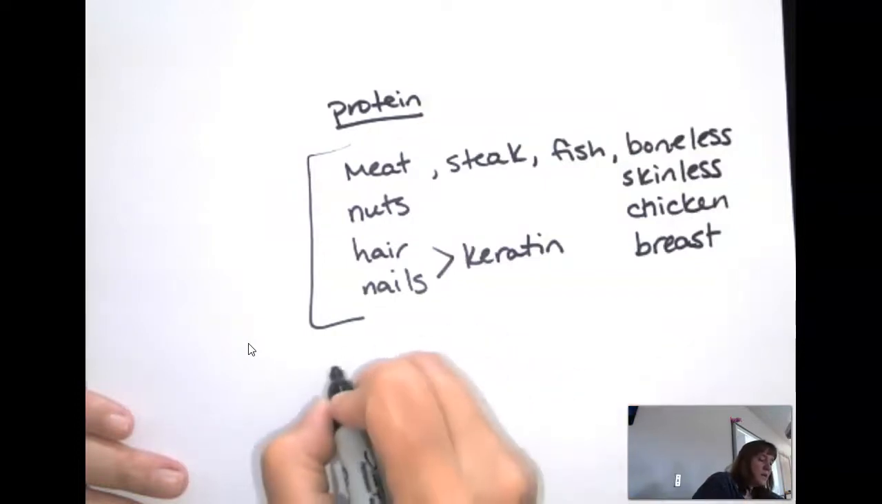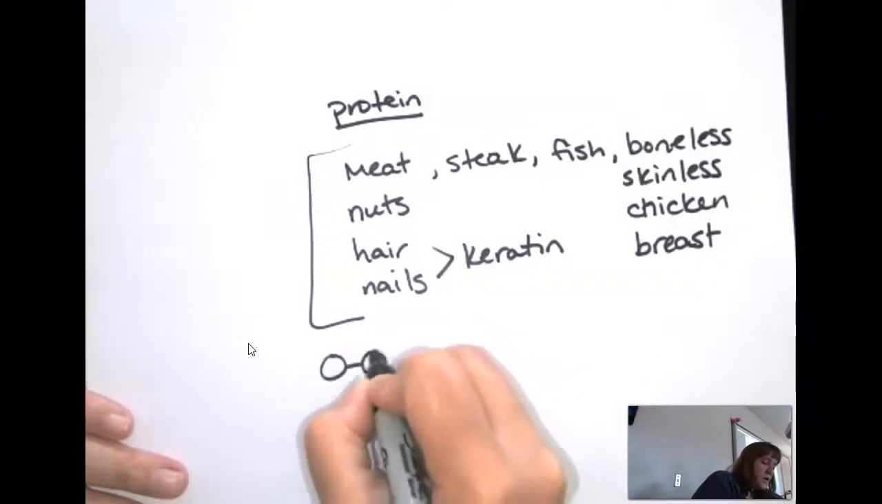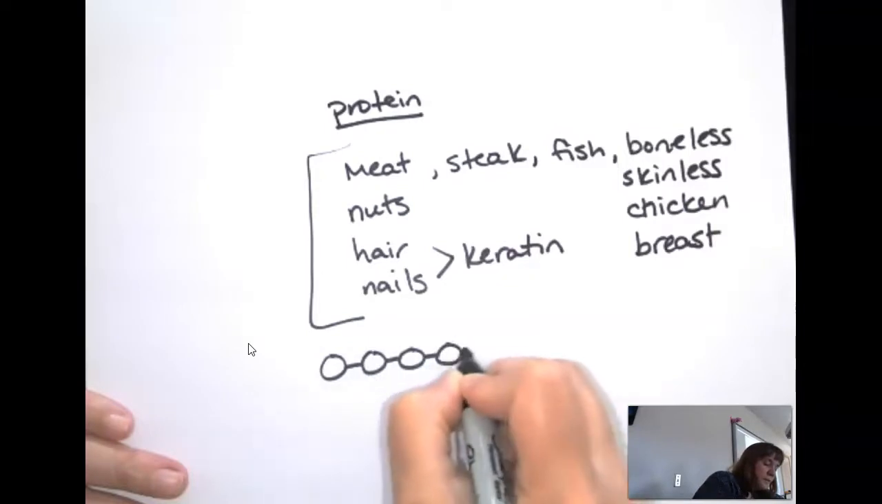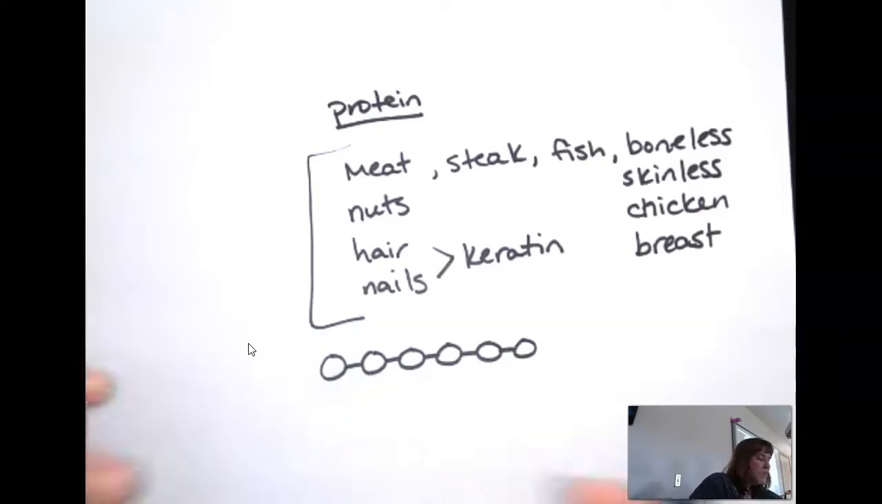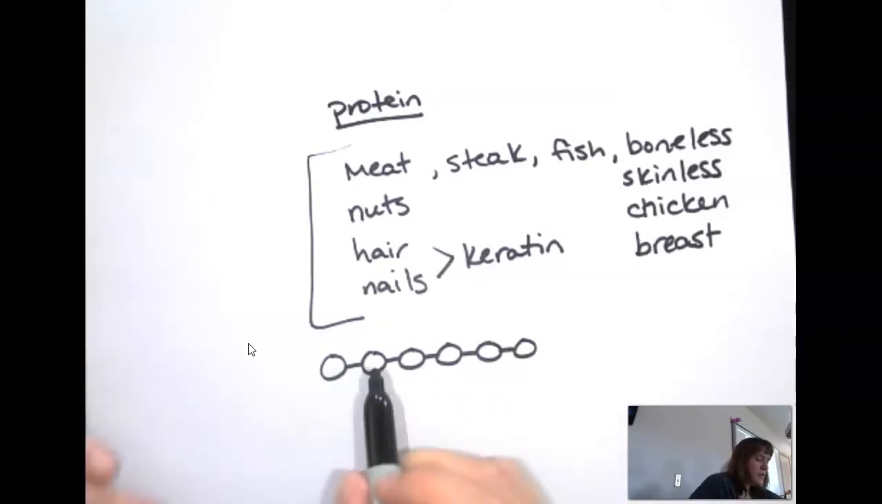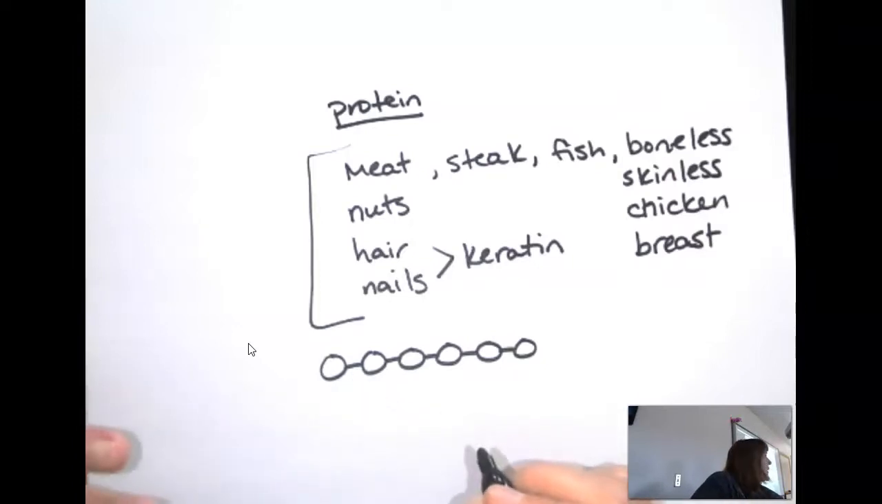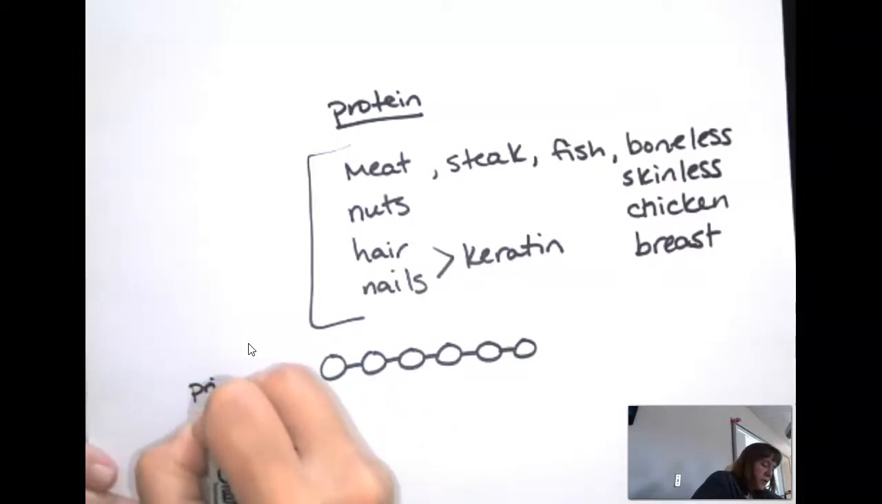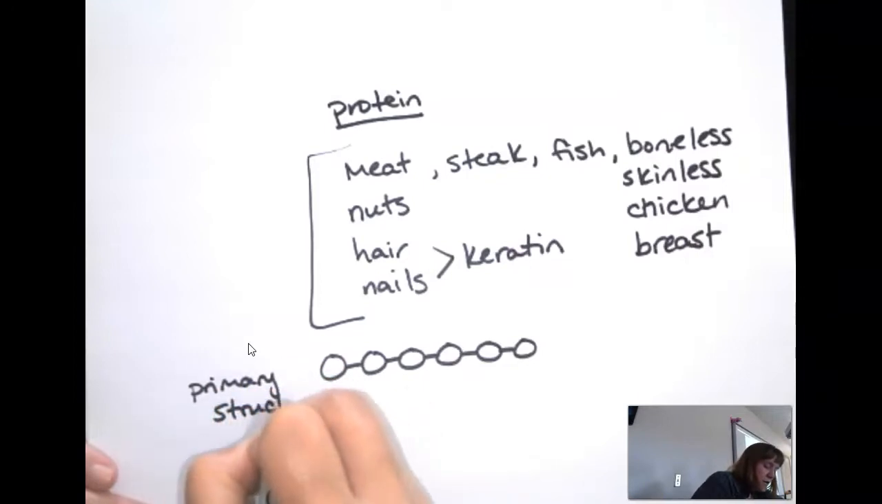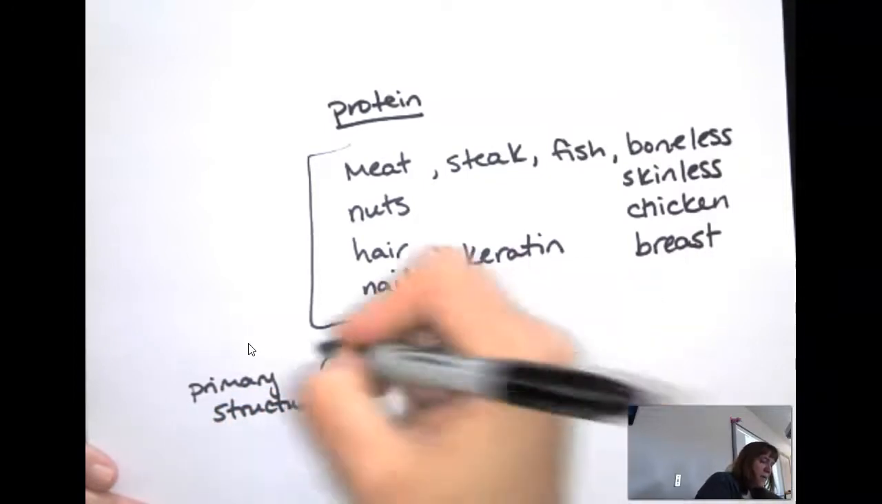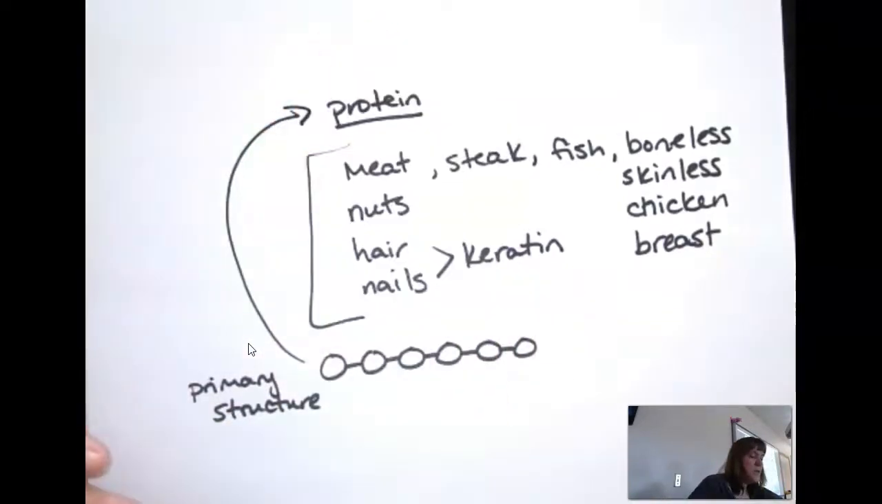But then we want to also know the different layers of structure. If I draw just the amino acids linked together, and they usually draw them like a string of beads linked together with these peptide bonds, that is primary structure. If I give you a picture like that, I want you to be able to label it protein.